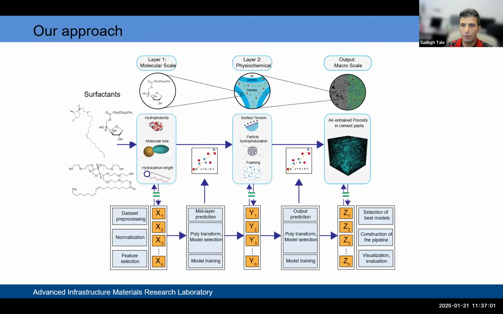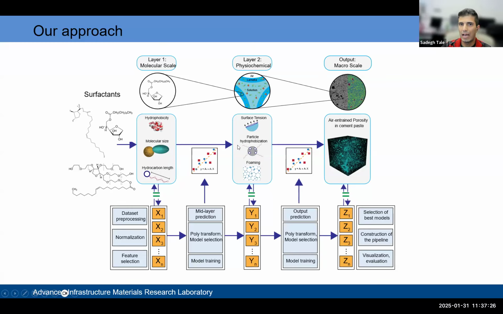This is the overall scheme of our machine learning model. It is composed of 3 layers. In the first layer here, we have the input information, which, as I mentioned, are the molecular properties of these surfactants. Things like hydrophobicity, molecular size and weight, length of hydrocarbon chain, and some other stuff that are not present in this figure.